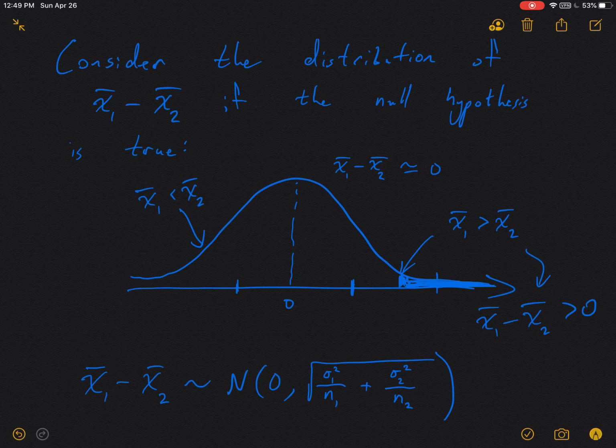And if we ended up getting a difference between sample means that lives over here, we would reject the null hypothesis. But if we get one that lives closer to 0, that isn't so extreme, then we might just interpret that as being a result of chance. So maybe the null hypothesis is true and we just got sort of a random deviation, which you would sort of expect if the null hypothesis is true.